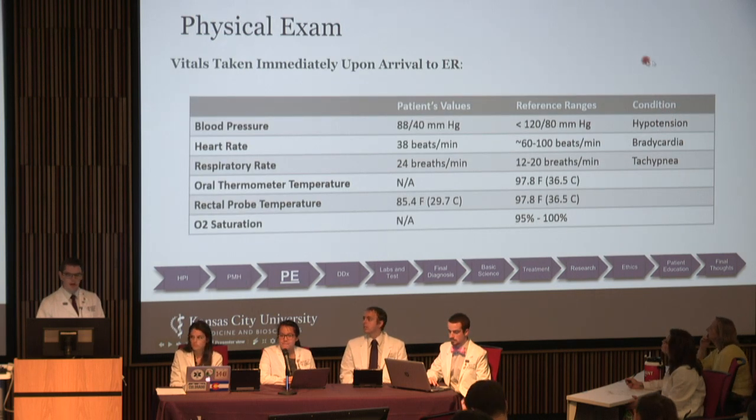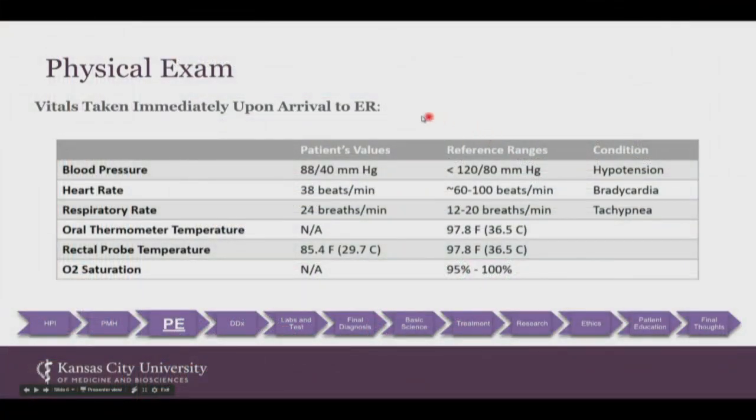Upon arrival at the ER, a base set of vitals were taken. In this table, we can see the normal reference ranges as well as our patient's values. His blood pressure was found to be 88/40, which is hypotensive. His heart rate was found to be 38 beats per minute, which is bradycardic, and his respiratory rate was 24 breaths per minute, which is tachypneic. An oral thermometer reading was unsuccessful at this time, so a rectal probe thermometer was used, and his body temperature was found to be 85.4 degrees Fahrenheit, which is hypothermic. An O2 saturation via pulse oximetry was unsuccessful at this time.